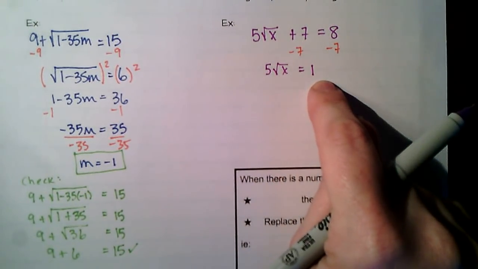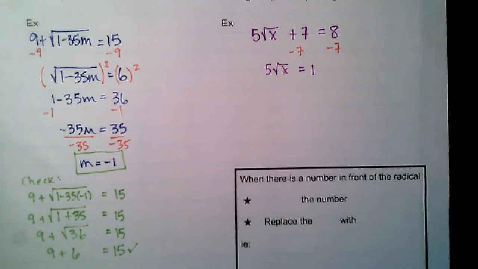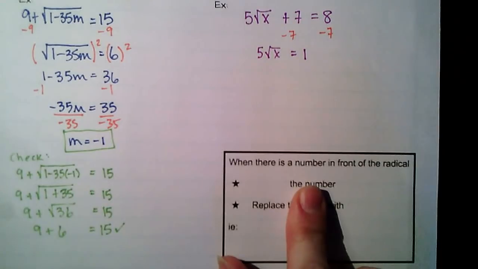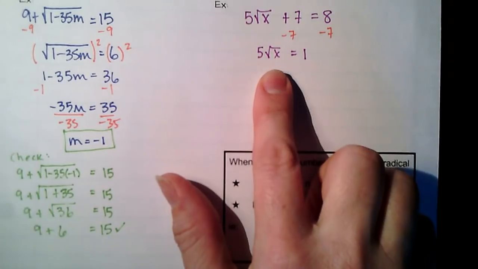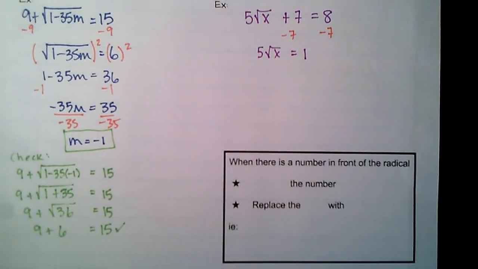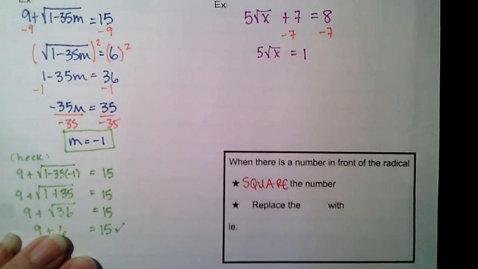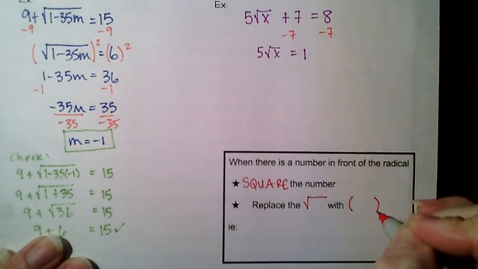Now, normally I would tell you to divide both sides by 5. If I divide both sides by 5, though, I'm going to end up with 1/5, and then that's a fraction, and people don't like that. So I have a note over here. When there is a number in front of the radical, like this, if you cannot divide both sides by that number, then what you can do is square the number and replace the radical symbol with parentheses.